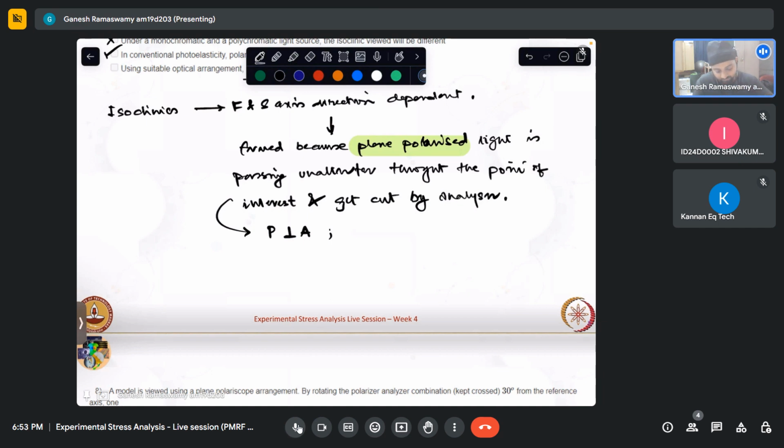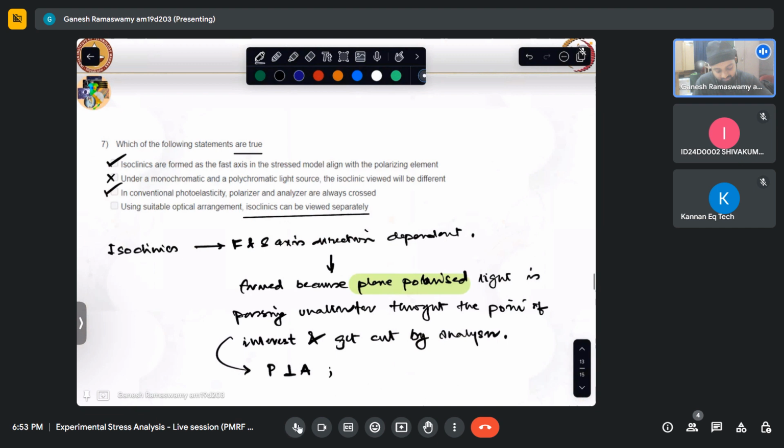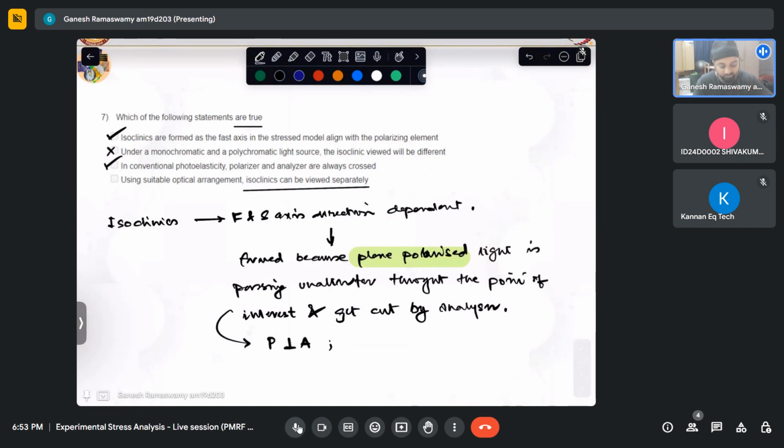However, there is no separate arrangement where only isoclinics can be viewed, because once you stress the model, by its very nature, it is birefringent. So if fast and slow axes are brought about by the stress, naturally there will be retardation brought about by that stress, and that retardation has to form isochromatic fringes. So there is no way for us to see only the isoclinics. So I take it that that is clear.